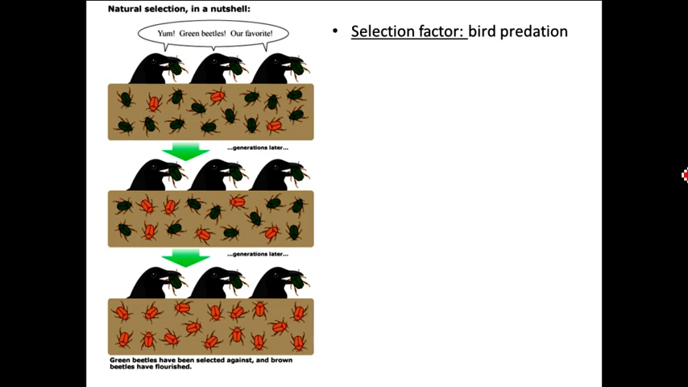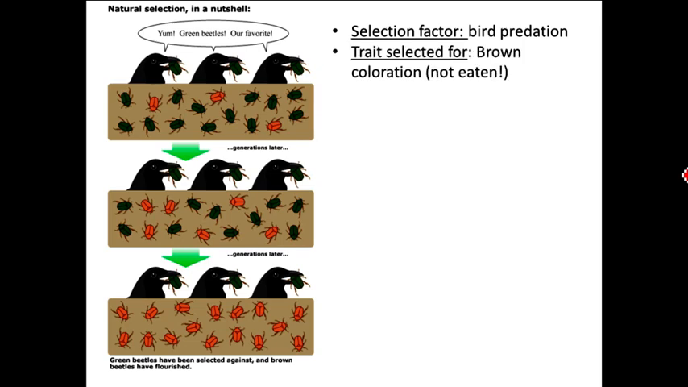And in nature, there are many selection factors working on a population at a time. So it's not just a population of beetles that are being eaten by birds. That's not the only selection factor. They could also have diseases going after them. They could have competition with each other. They've got all sorts of things, other predators, etc.